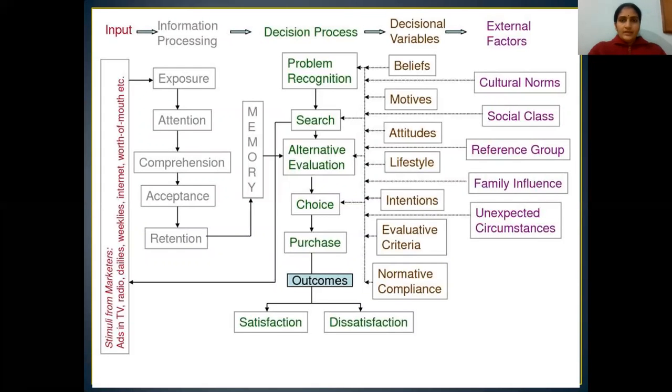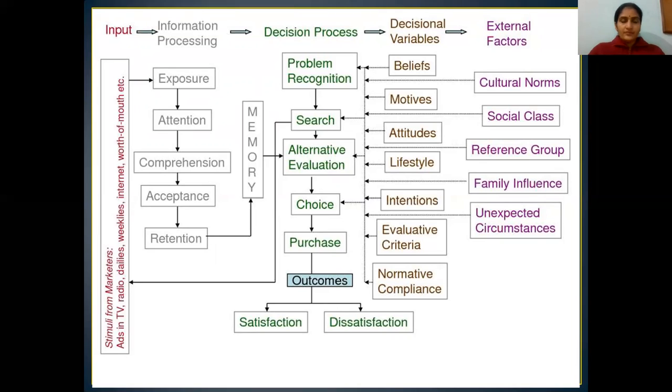The diagrammatic representation of this Engel, Blackwell and Miniard model is depicted here. We will first consider the input variable. This input will be followed by information processing, information processing will be followed by the decision process, and the decision process will be continued by decisional variables, and then these decisional variables will be affected by external factors. Under the input, this we will be studying.